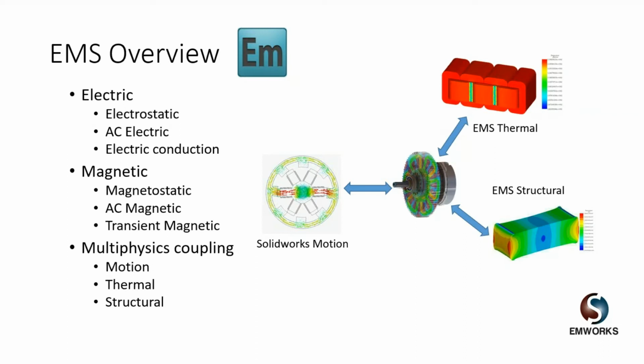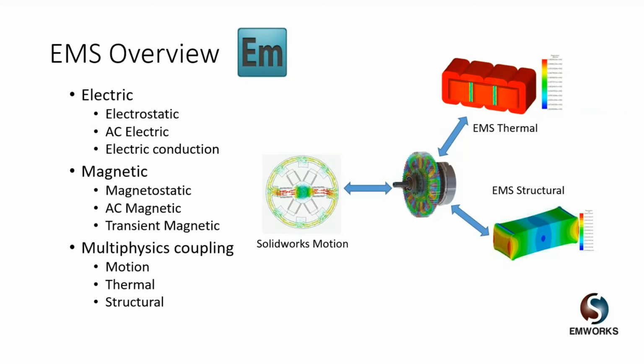All of these magnetic solvers have similar applications. They can be used for analysis of electric machines, transformers, solenoids, actuators, eddy current sensing devices. So many of these applications can be simulated across all of these three different solvers. However, depending on the specific type of results that you're looking for and the specific focus of your design, you would choose one of these three.